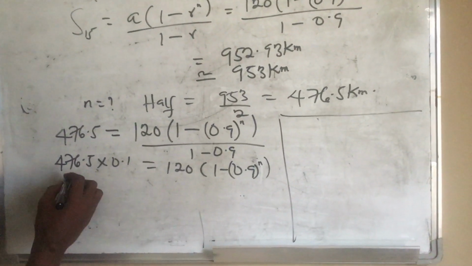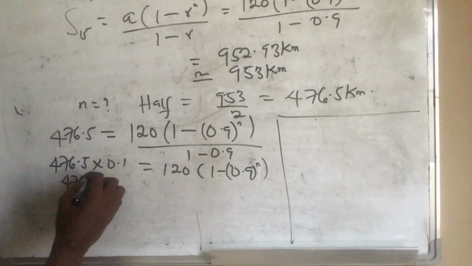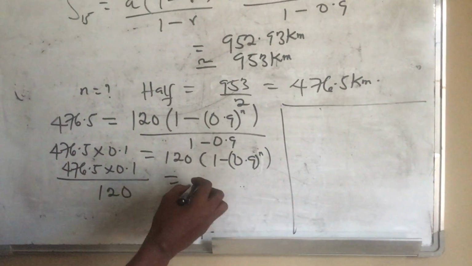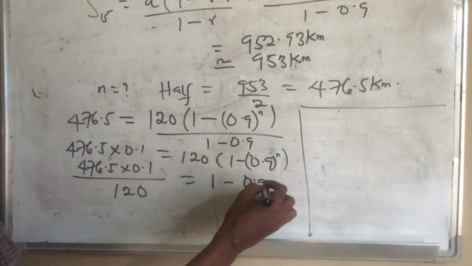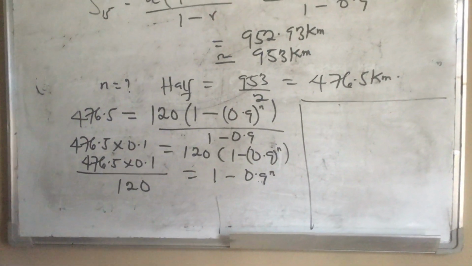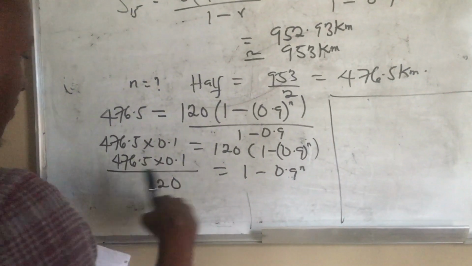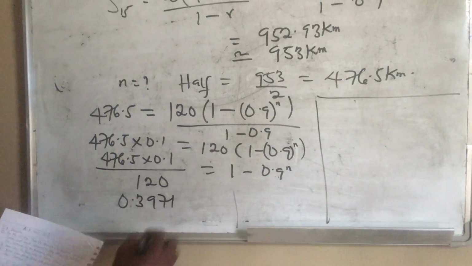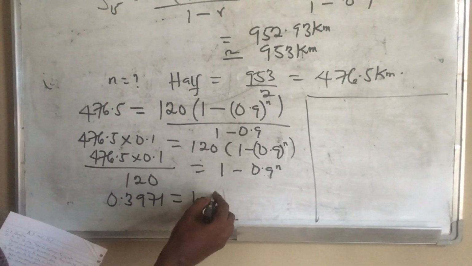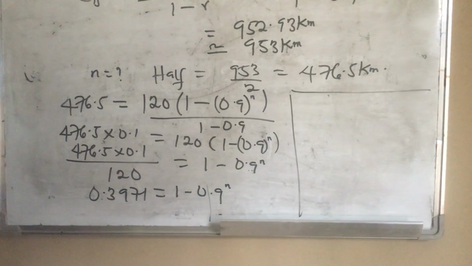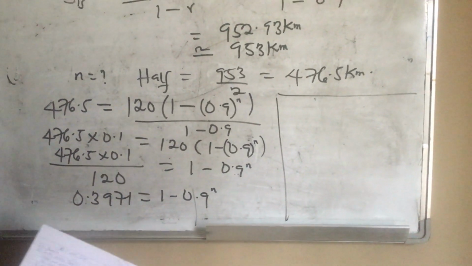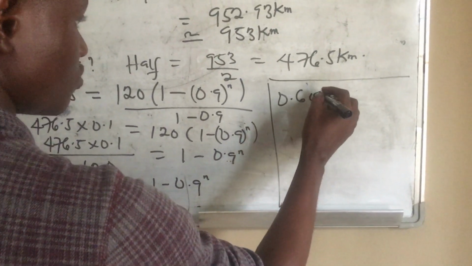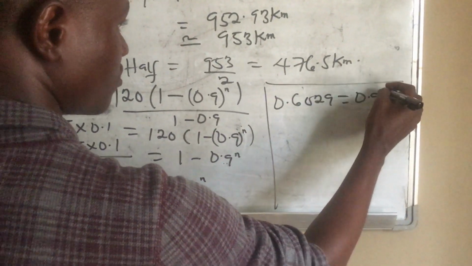So that means we have 476.5 times 0.1 divided by 120 equals 1 minus 0.9 raised to power n. If we press our calculator for this, we arrive at 0.3971, which is equal to 1 minus 0.9 raised to power n. If we bring our 1 to the other side, we arrive at 0.6029 equals 0.9 raised to power n.